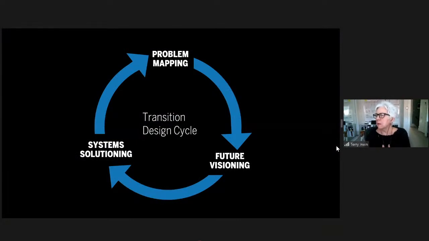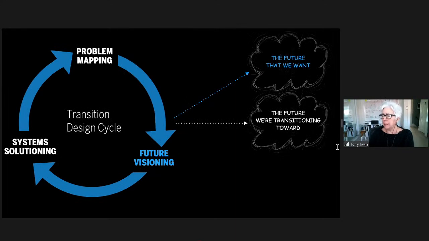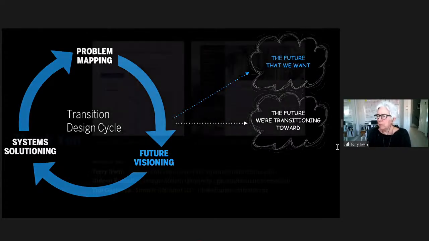The final point that I'll make is that visioning, and therefore the future, is part of an ongoing cycle of problem mapping, long-term visioning, and system solutioning. Because as we intervene in these systems and the systems respond, we must continue to update the visions so that they remain vital, relevant, equitable, and are able to inform solutions in the present, which we need to get feedback from. The overall objective, again, is to intentionally shift transition trajectories via the resolution of wicked problems.